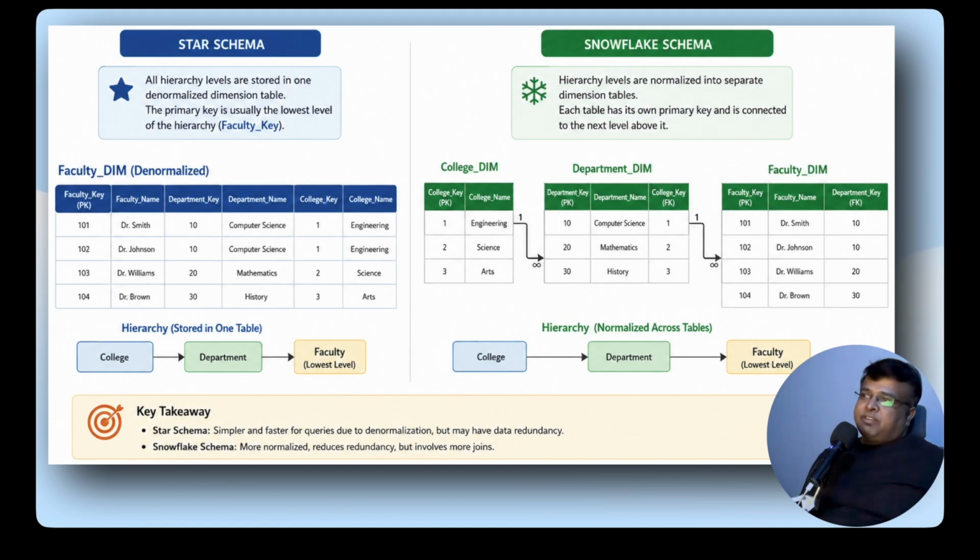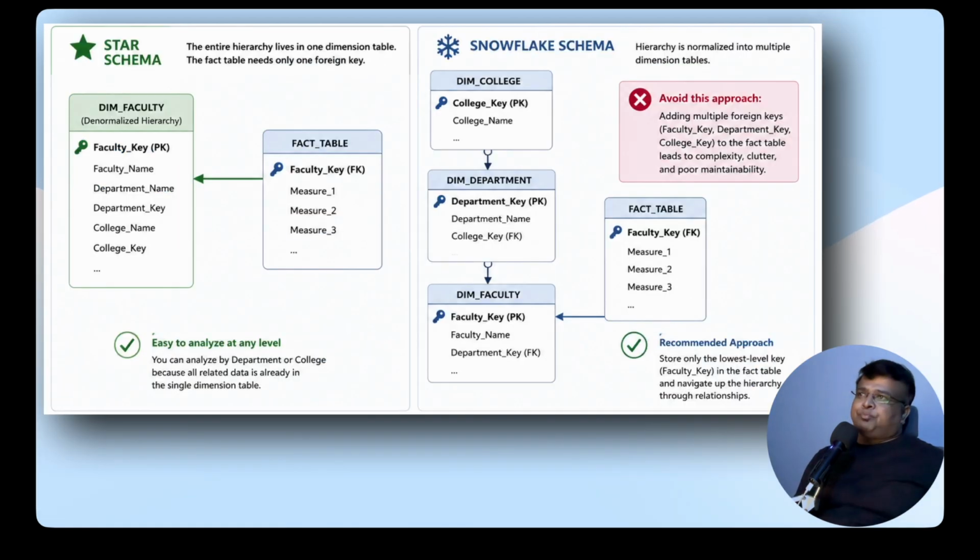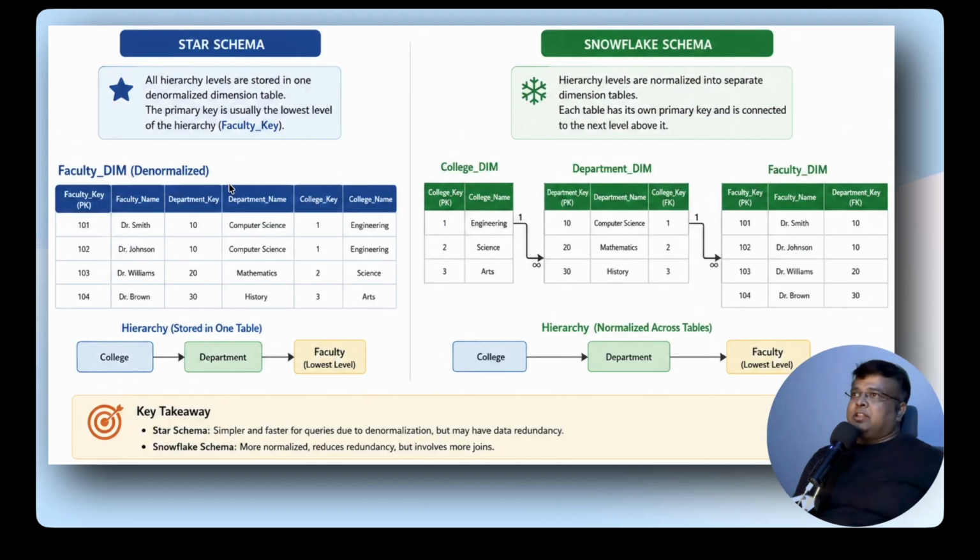Now let us talk about the fact table side of things as well. In a star schema, it is straightforward. The entire hierarchy exists in one dimension table. The fact table only needs a single foreign key, that is faculty key. That key connects the fact table back to the entire hierarchy because all the related information already lives inside that one dimension. So if you later want to analyze the data at a department level or college level, you can still do that because everything is available through that single relationship.